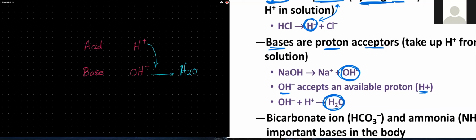So what is the only thing that contains protons and proton acceptors that we're going to consider as neutral? What do you think? It's a proton donor and it's a proton acceptor at the same time. Water is a proton donor and acceptor at the same time.